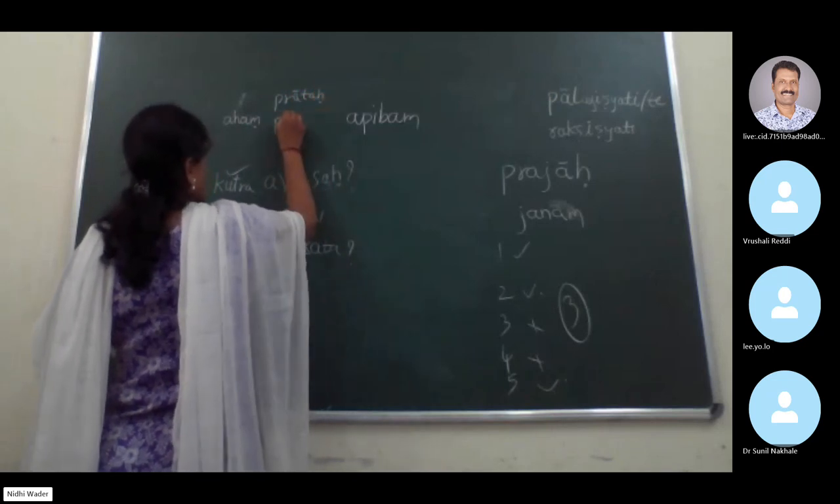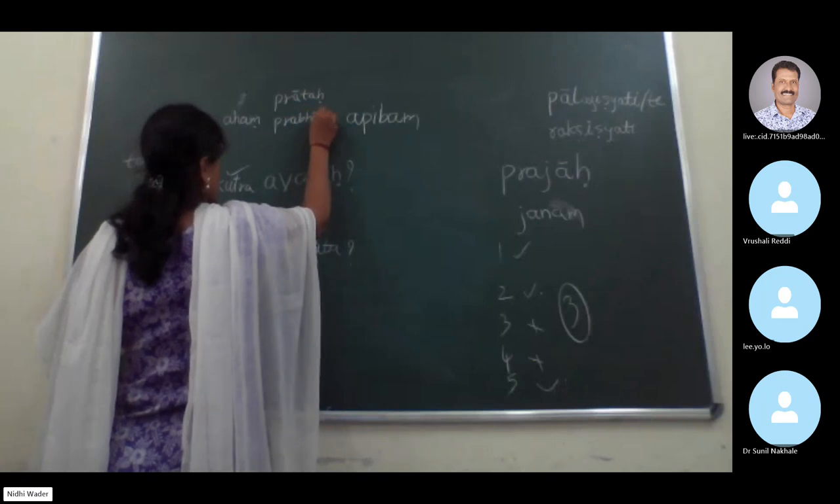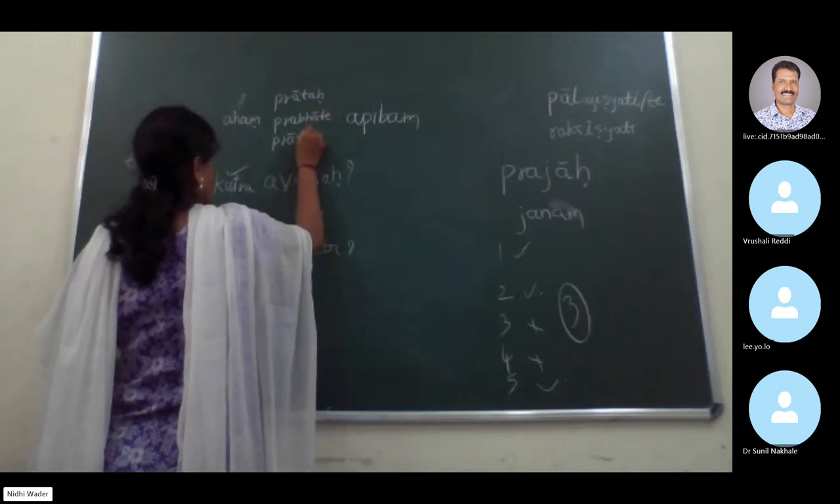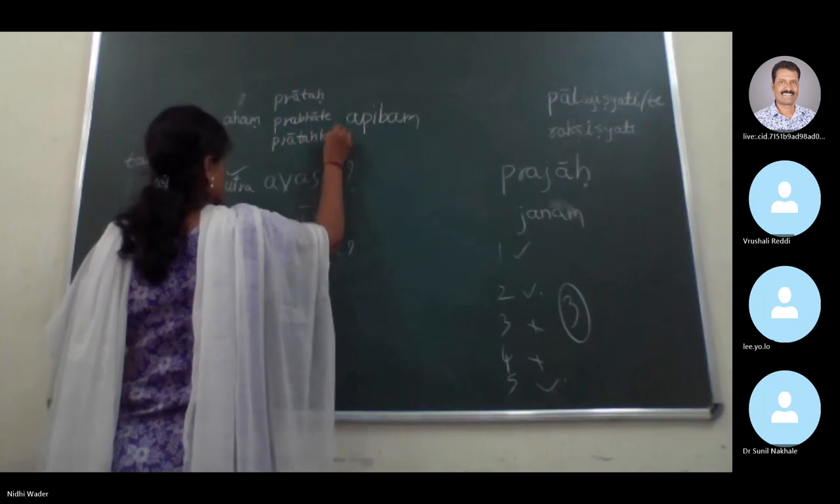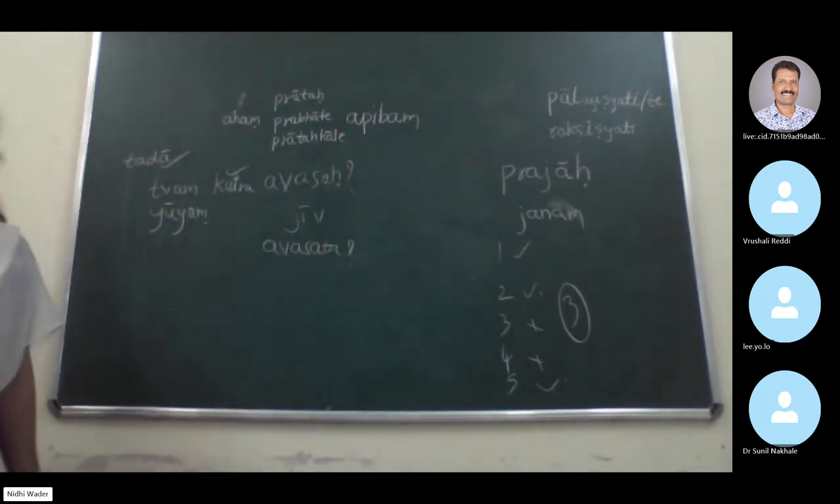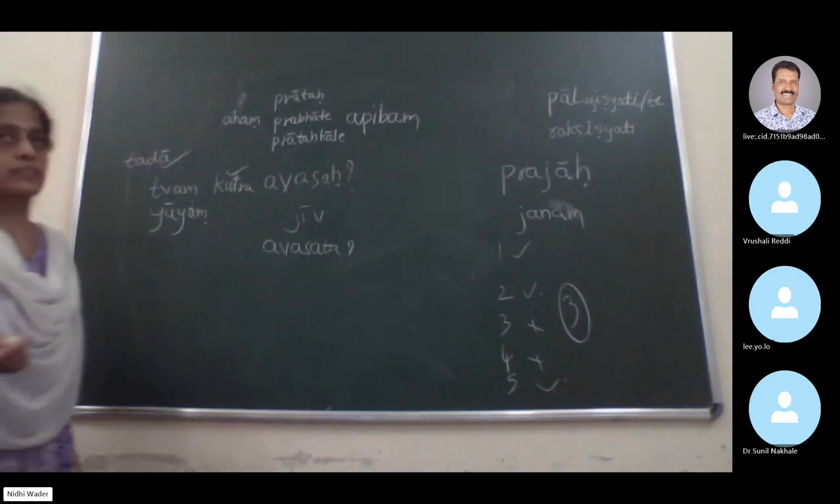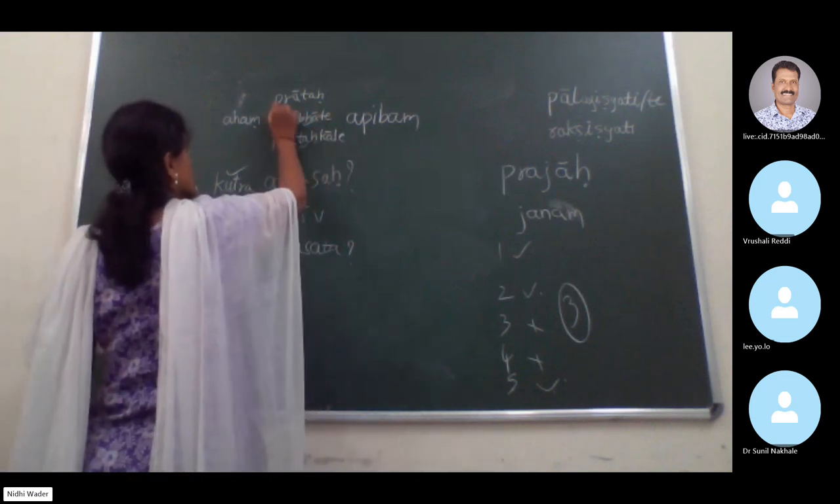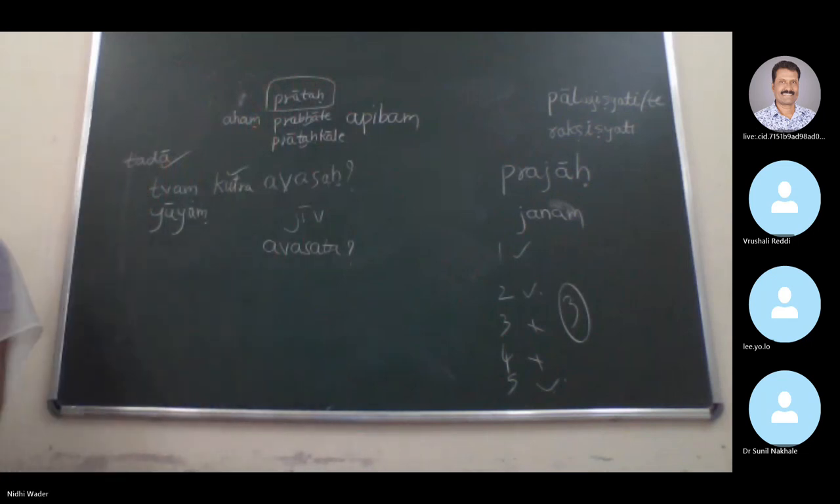Prataha. Yes, it can be prataha. It can be prabhate. It can be kale. There are again many options: prataha, prabhate, pratah kale. This is used in the locative, this is indeclinable. Locative, because it's time. Time and place always come with the locative. So it's time, so pratahkale, the locative, is used.